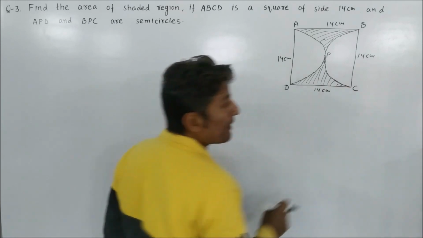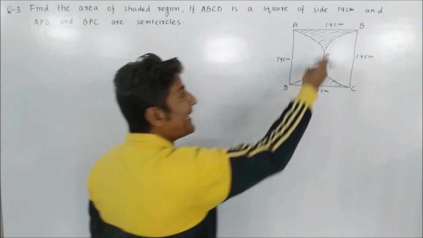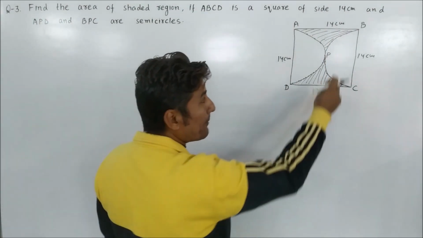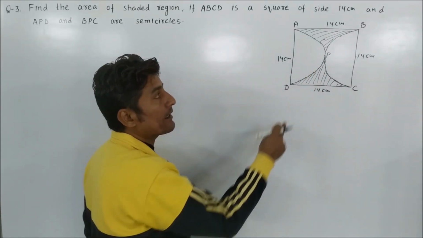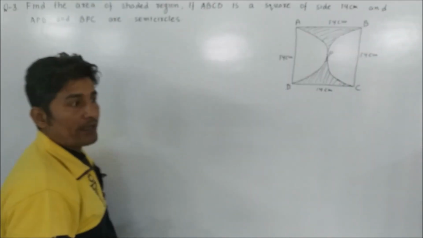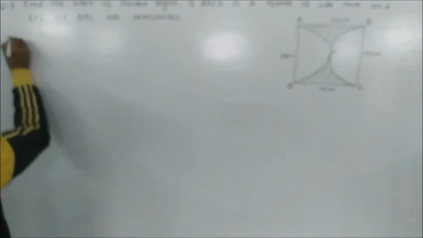Now, APD and BPC are two semicircles. To find the area of shaded region, we have to subtract the area of both the semicircles from the area of square. So let us see the solution of this question.